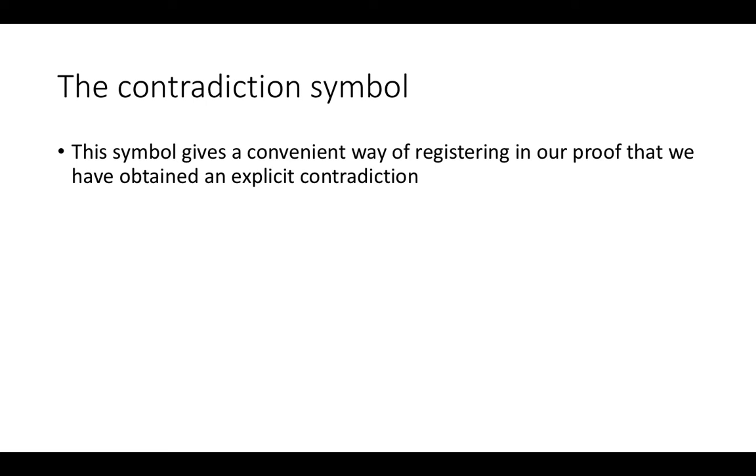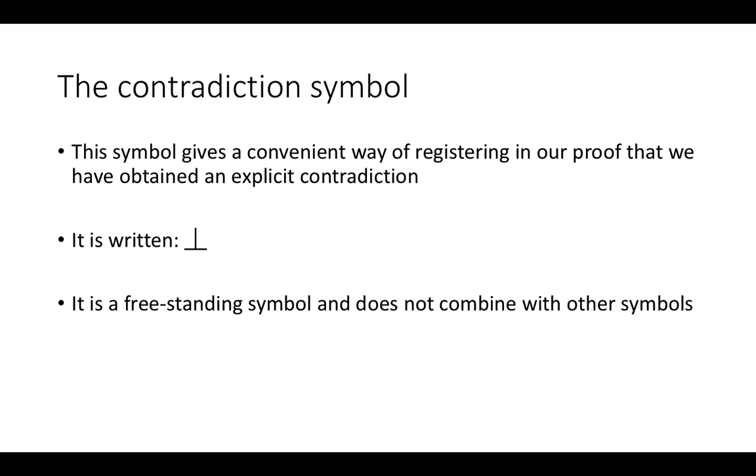So the contradiction symbol gives us a convenient way of registering in our proof that we've obtained an explicit contradiction. The contradiction symbol is written like this. Not all logical systems use a special symbol for this job, but they all have some way of marking the special role of contradictions in logical proofs. I personally think that our textbook uses the contradiction symbol in a very elegant way. You should note that it's a freestanding symbol. It does not combine with any other symbols, and it only ever appears on its own in a line of our proof.